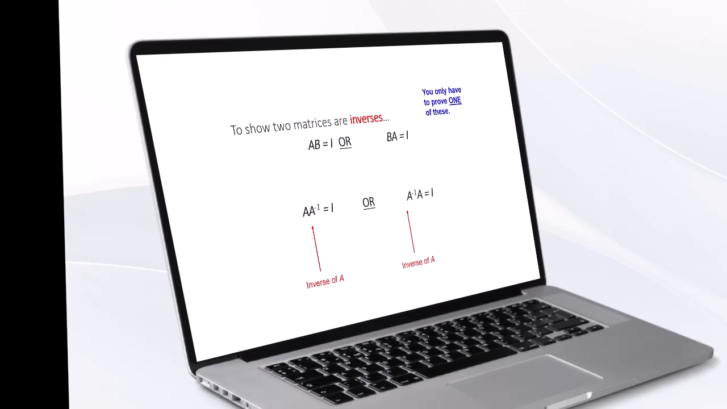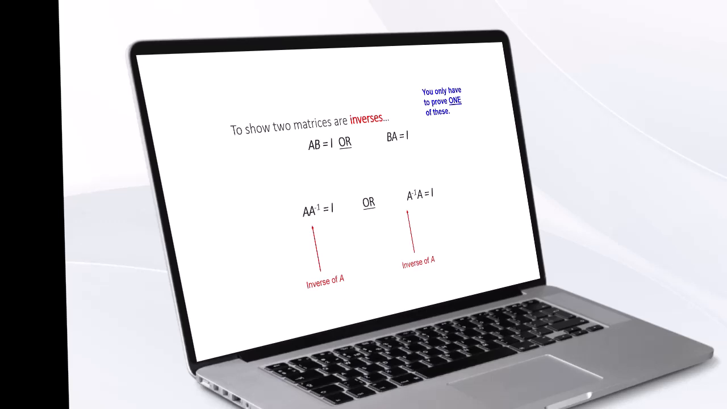If you're given one matrix as A and the other matrix as B, and you multiply A times B, you get the identity matrix, or you take matrix B and multiply it with matrix A, and you get the identity matrix, then it means that A and B are inverses of each other. If you also have matrix A and multiply it by its inverse, that is A raised to power negative 1, you will get the identity matrix. If you turn it the other way around, starting with the inverse of matrix A multiplied by matrix A, you will still get the identity matrix.